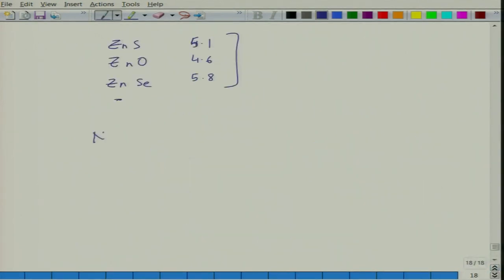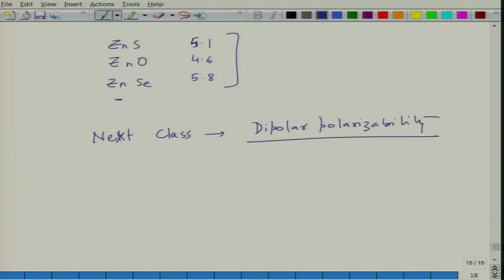In the next class, we will look at the treatment of dipolar polarizability, which is an interesting case to look at.